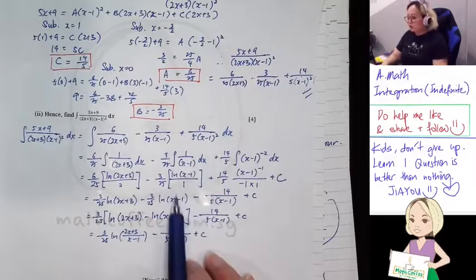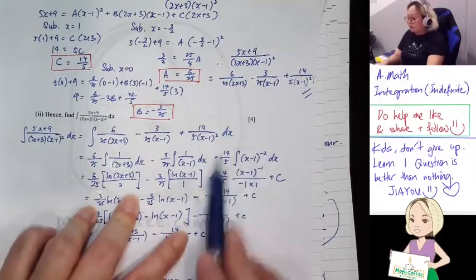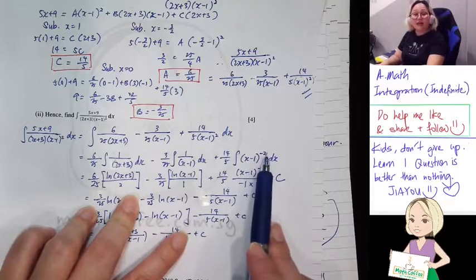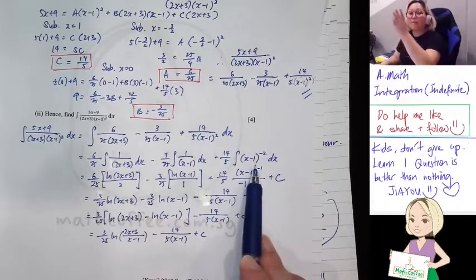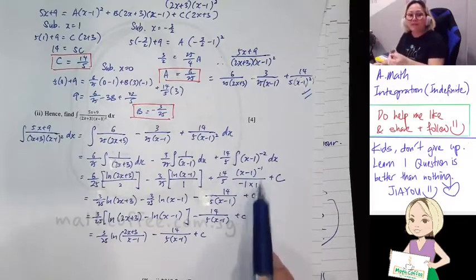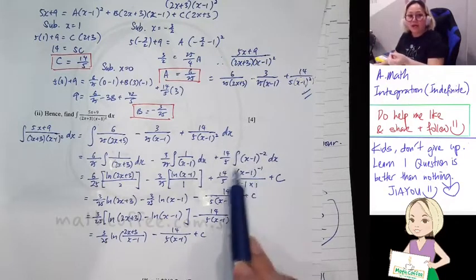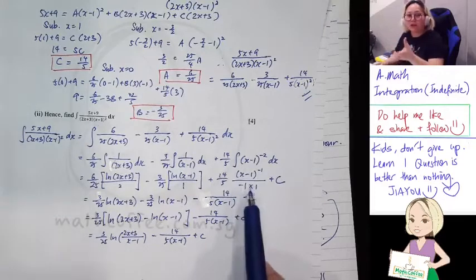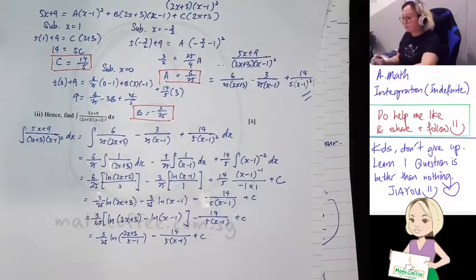Then the next thing I want to highlight is this part. For x minus 1 to the power of negative 2, when you want to integrate: power plus 1, over the new power, multiplied by the derivative of the inside. This is how you do a normal integration.